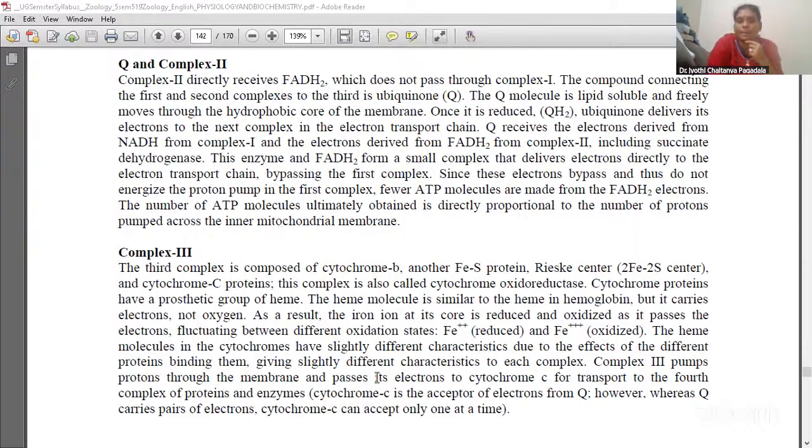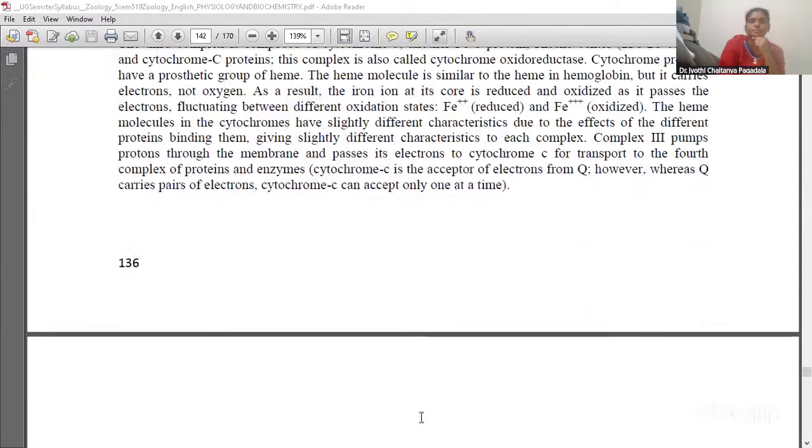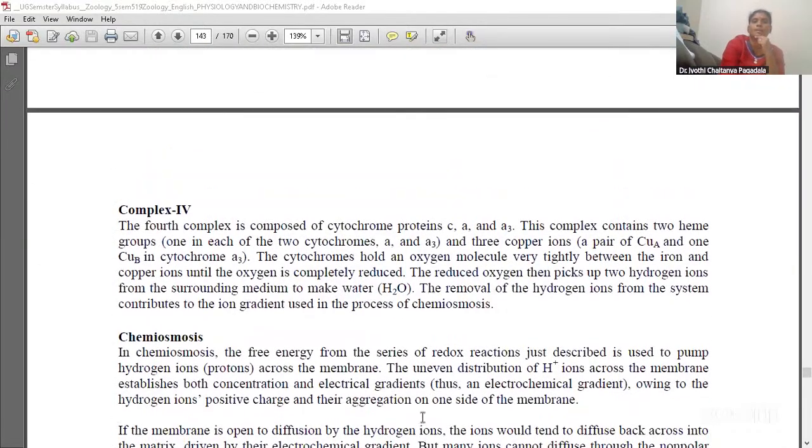Here, complex 3 pumps protons through the membrane and passes the electrons to cytochrome C, which is the acceptor of electrons from ubiquinone. Ubiquinone carries pairs of electrons to cytochrome C, which can accept only one at a time. So our next complex is complex 4.